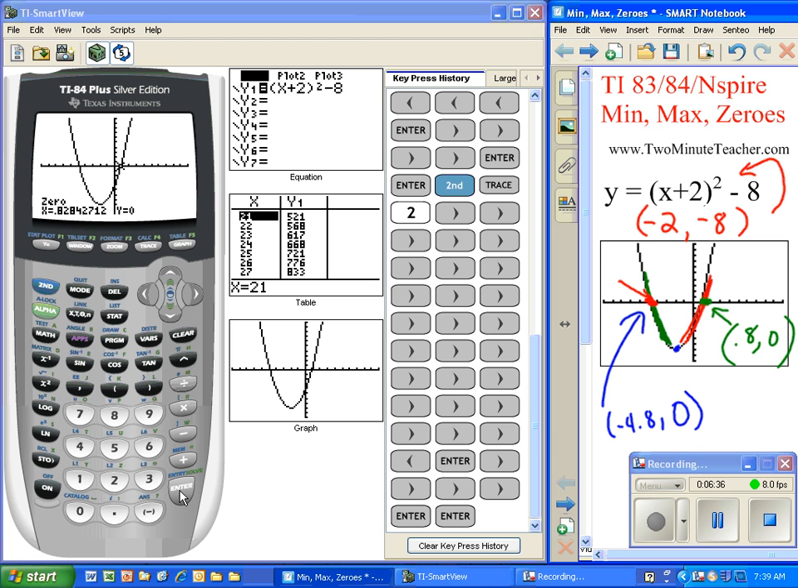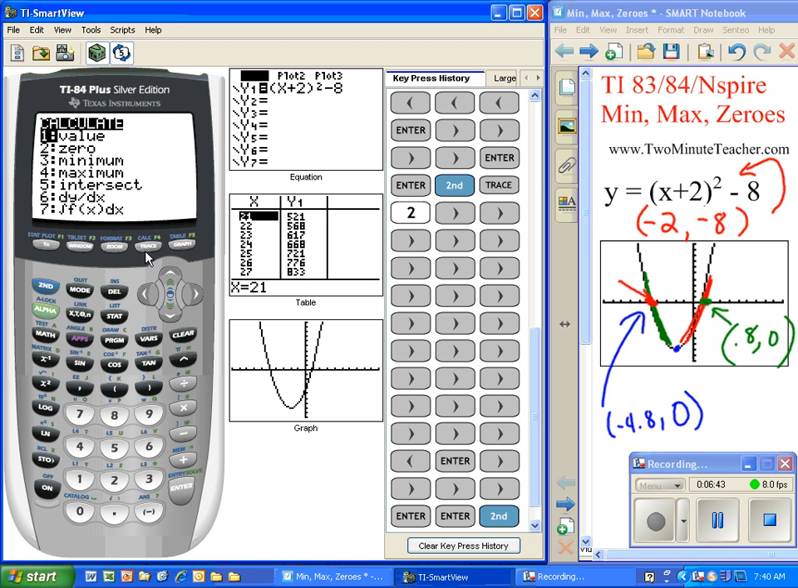So that's how you use that calc to figure out minimums, maximums, zeros. And you may have also even noticed there's more stuff you can figure out. You can figure out places where two lines intersect. You can do all kinds of cool stuff.